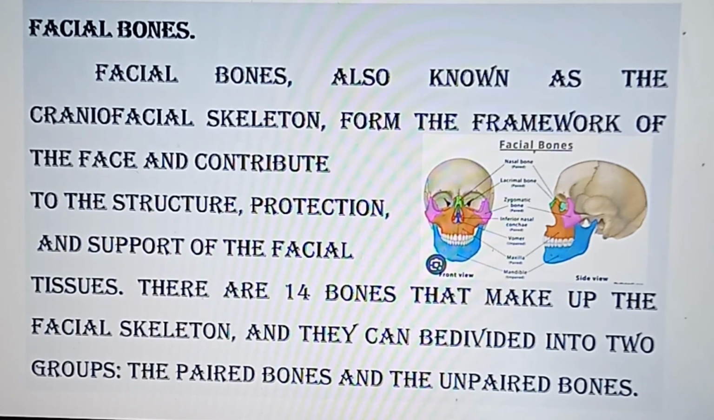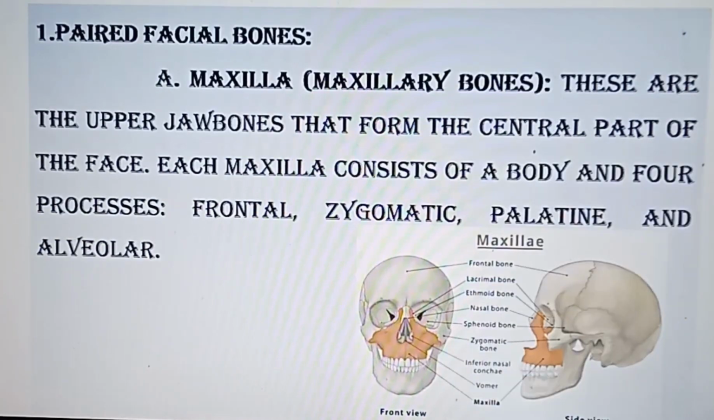Facial bones, also known as the craniofacial skeleton, form the framework of the face and contribute to the structure, protection and support of the facial tissue. There are 14 bones that make up the facial skeleton, and they can be divided into two groups: the paired bones and the unpaired bones. First, paired bones. Maxilla.